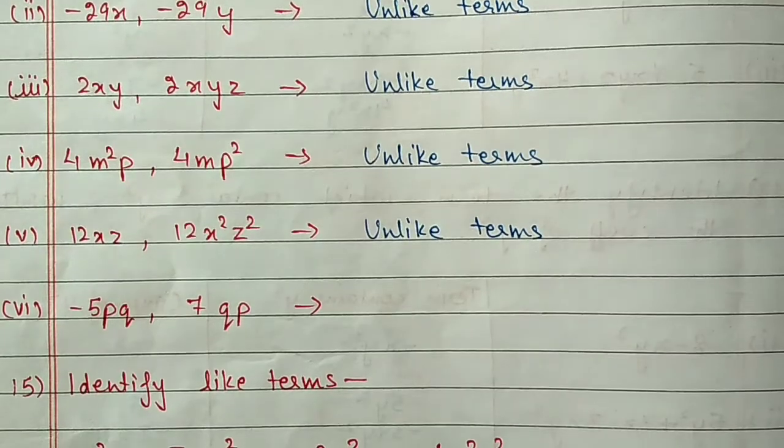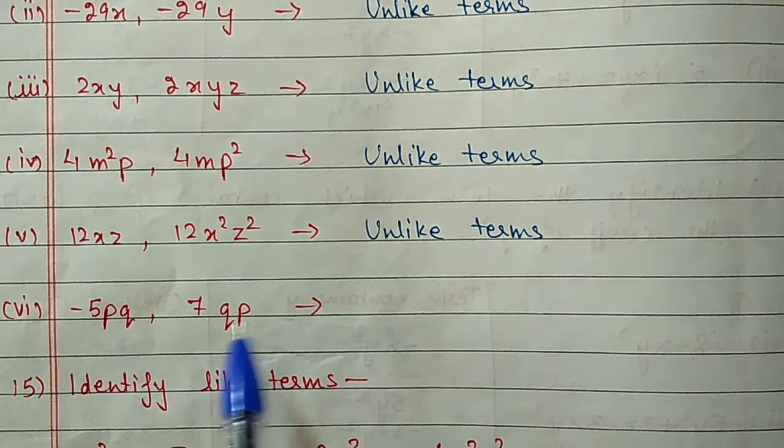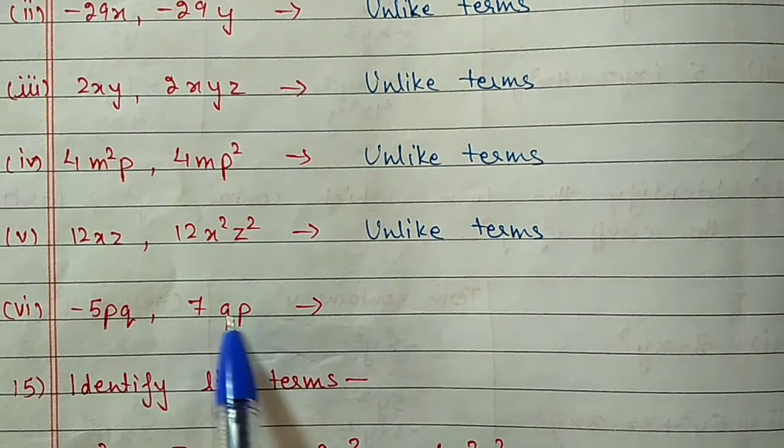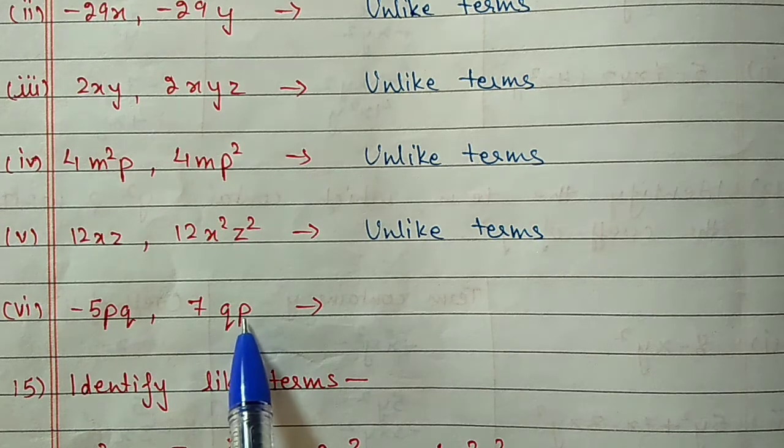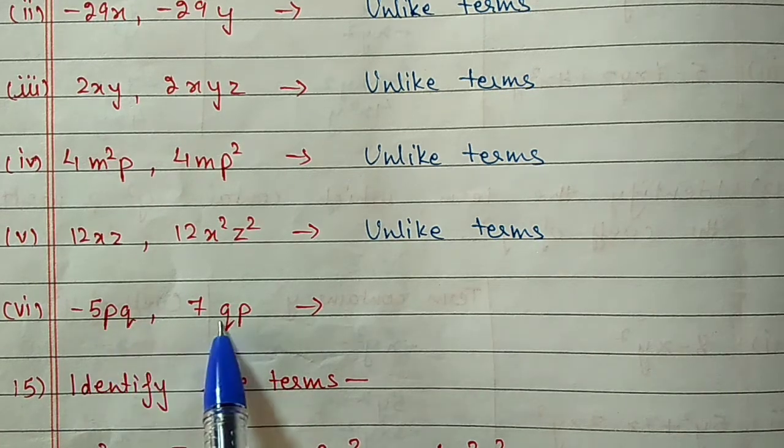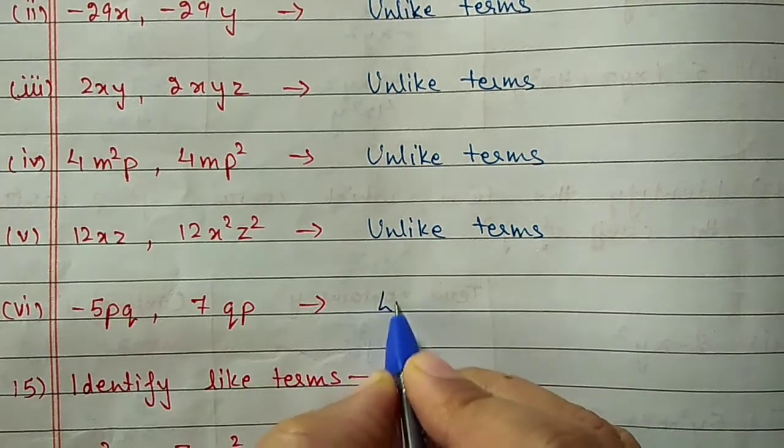Sixth one, minus 5pq and 7qp. So p and q, the order doesn't matter, if it is here or there, no problem, but pq. So these two are like terms.